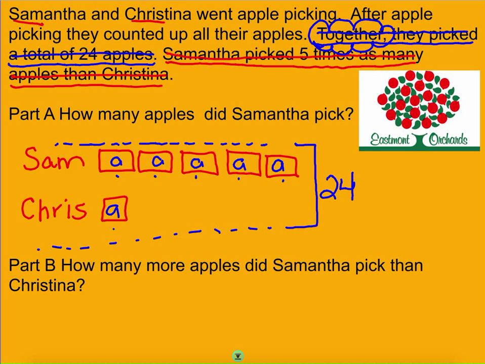So we're going to write 6 times A equals, of course, the total is 24. And then A will be equal to 4. So now it's my job to go to every A and make it the value of 4. So I'm just going to write on top of the boxes right now, 4.